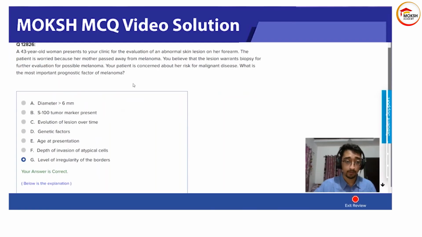And this is again a melanoma. And all you need to do is read the last line for this. I mean, you know it's melanoma. Then all you need to do is say most important prognostic factor.